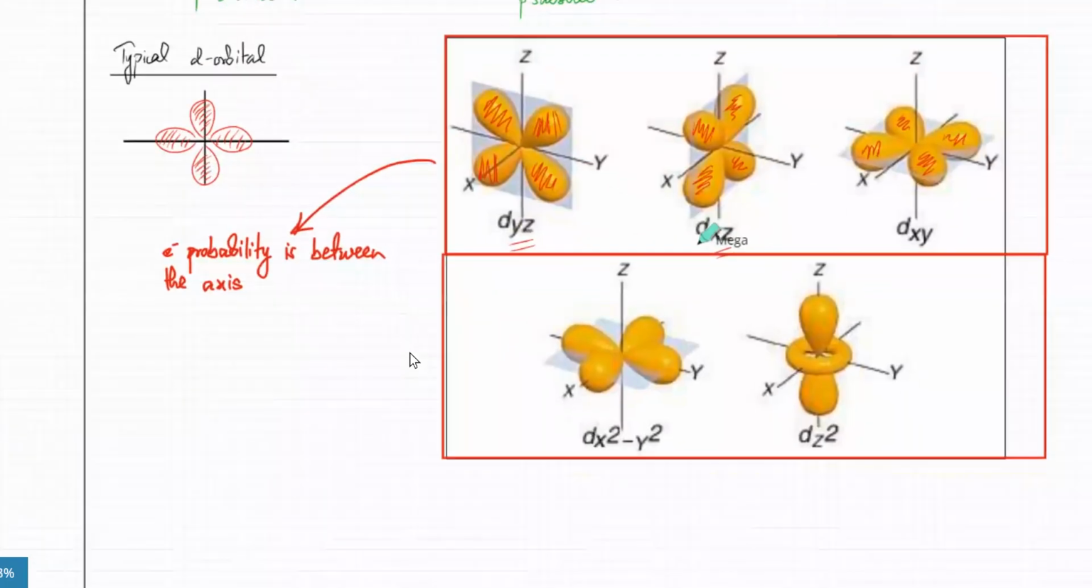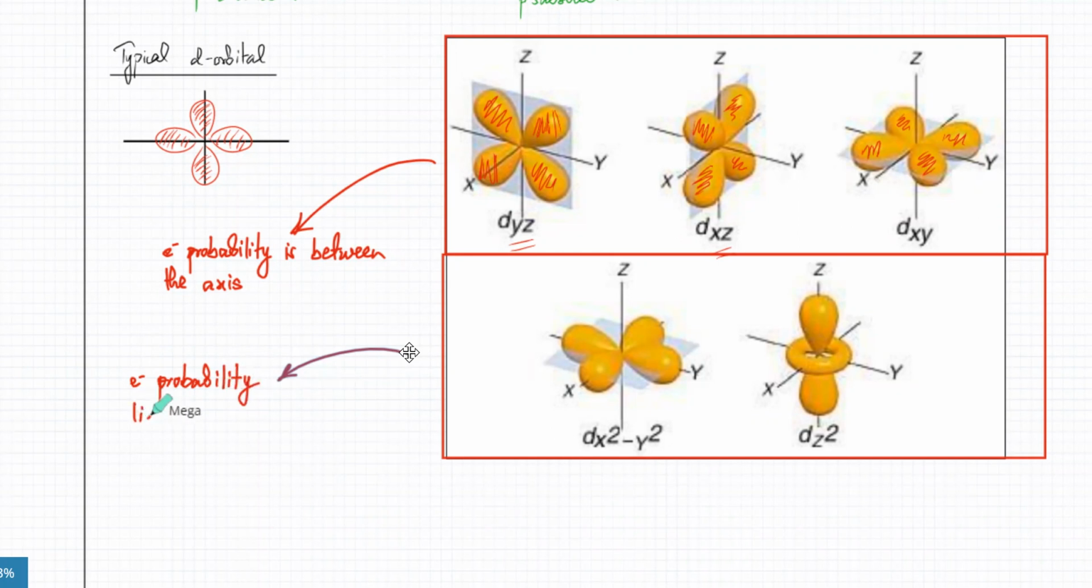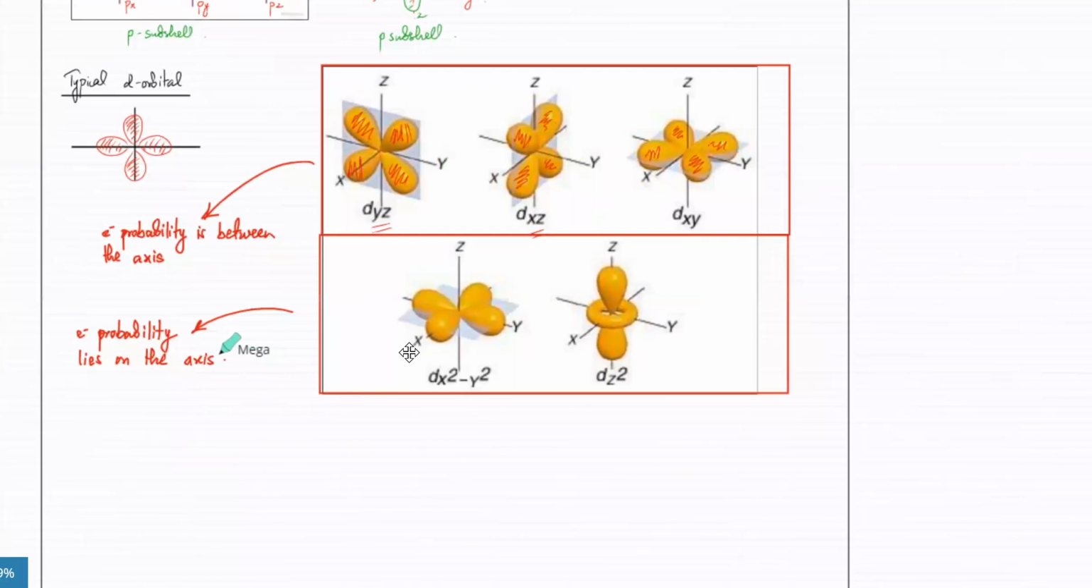And then you have these last 2. Over here, the electron probability is on the axis. I mean, the maximum probability of finding the electron is on the axis, where the negative charge is. Okay, this is going to come in handy when we study the colors of transition metal ions. So that's one thing. You've figured out that a d subshell is what it looks like.